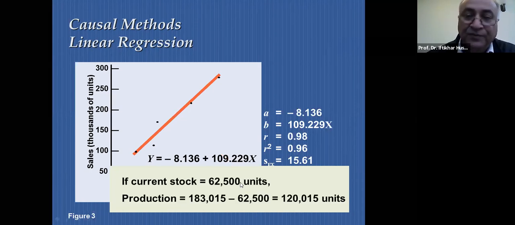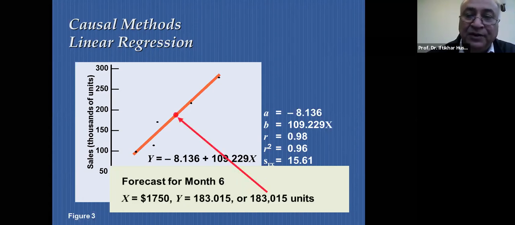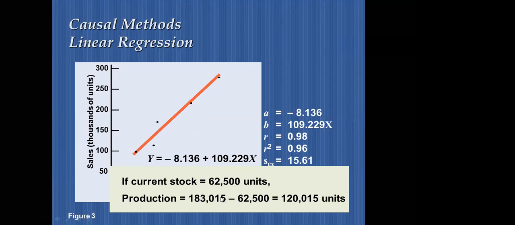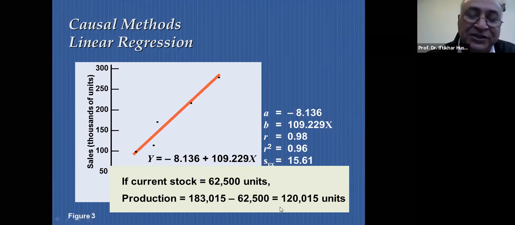This is the quantity which will be the forecast, which is coming here, 1.83 thousands multiplied by thousands. So many units. If current stock is 62,500 units, how much do they need to produce? If the current available stock is so much, obviously this quantity will be subtracted from the forecast. So they need to produce so many units.